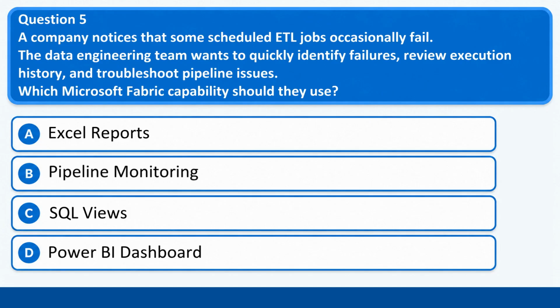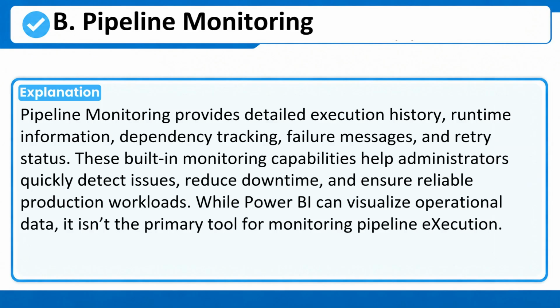Question 5. A company notices that some scheduled ETL jobs occasionally fail. The data engineering team wants to quickly identify failures, review execution history, and troubleshoot pipeline issues. Which Microsoft Fabric capability should they use? A. Excel reports. B. Pipeline monitoring. C. SQL views. D. Power BI dashboard. Correct answer: B. Pipeline monitoring.